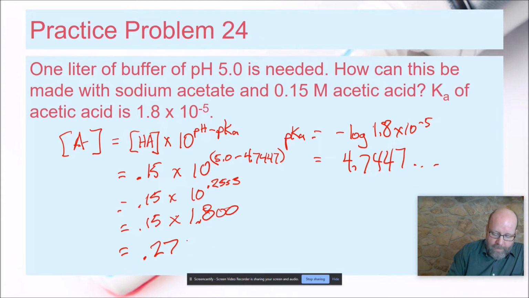So if I want to make a liter of this, how can you make this with sodium acetate and this 0.15 molar acetic acid? I could take a liter of the 0.15 molar acetic acid and just add 0.27 moles to it, and that would get me there. Now, technically, I should probably turn that into grams. That's stoichiometry. I don't think you need to worry about that too much. If you're curious, if you did do it that way, it should work out to be 22 grams. You should add 22 grams to a liter of this 0.15 molar acetic acid, and that would be the final answer. This is not a greatly worded question.